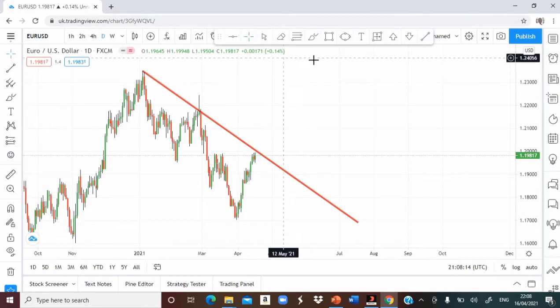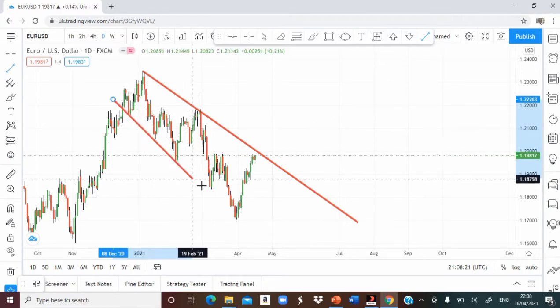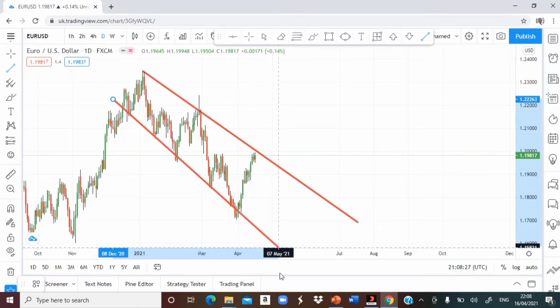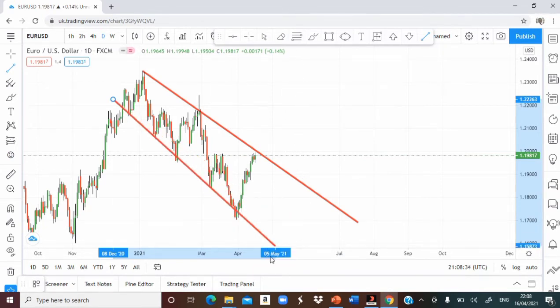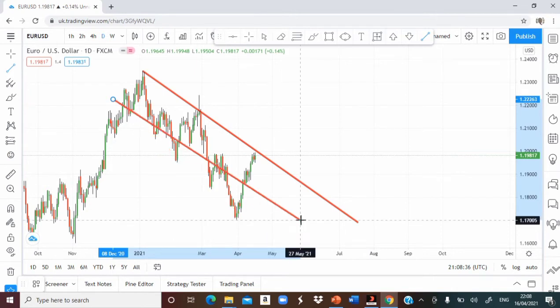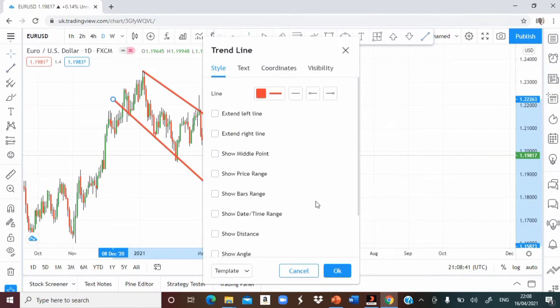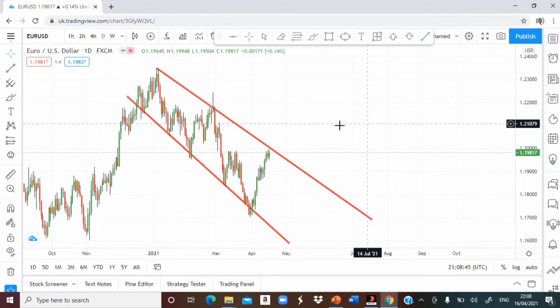So there's also what they call a channel. You may decide to also draw your channel for this particular market. Let's draw a channel from here. You can draw it. Don't expect a straight line. This is also called a channel.